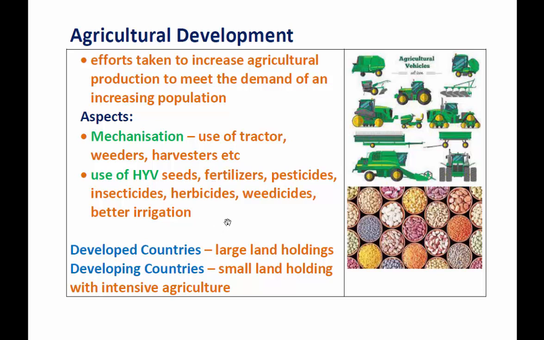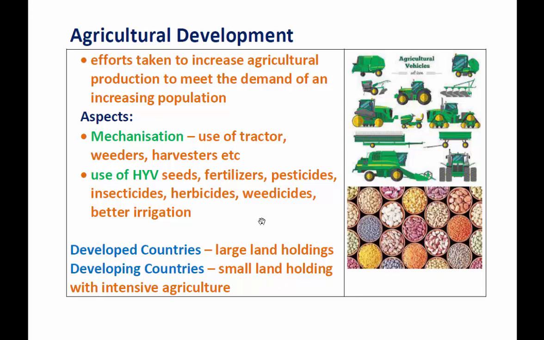So the system of agriculture is different in developed countries as compared to developing countries. You see, in developed countries, they use large land holdings. That means most of their agricultural lands are very, very big, isn't it? But in most of the developing countries like India, like Indonesia and all, they use small land holdings with intensive agriculture. Okay, they don't have a very big agricultural land.